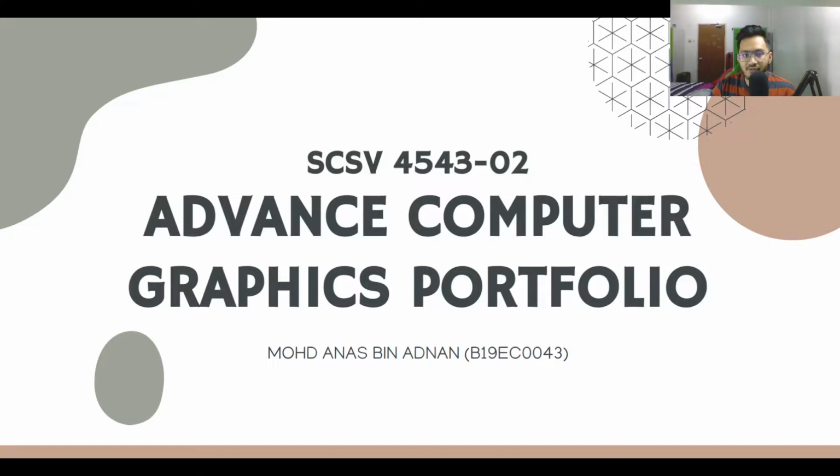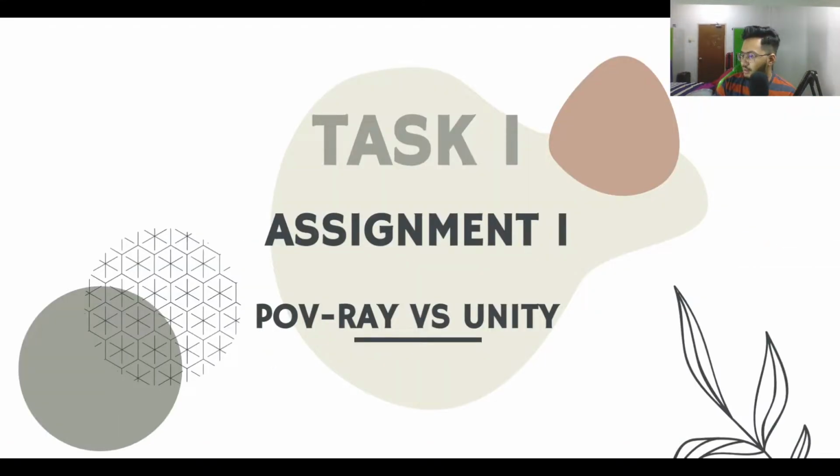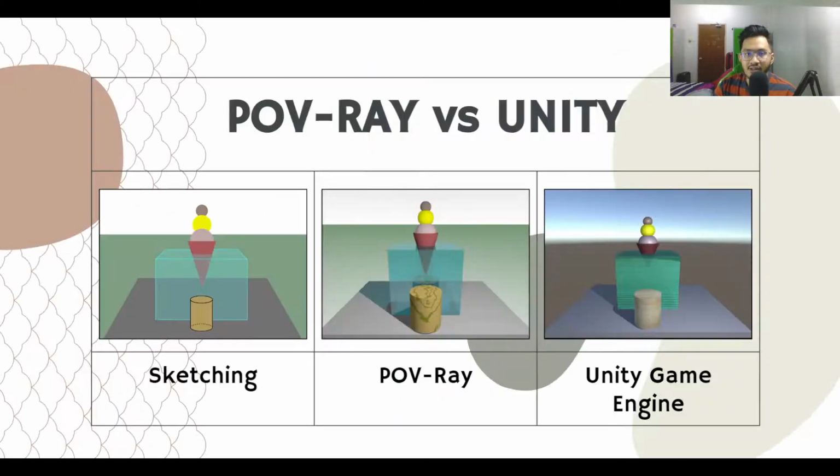So we proceed with task 1. For task 1, assignment 1 is Porphyry vs Unity. Here, what we are doing is sketching first, sketching the output that needs to be generated for Porphyry and also in the Unity game engine.